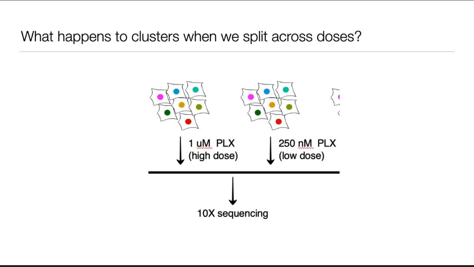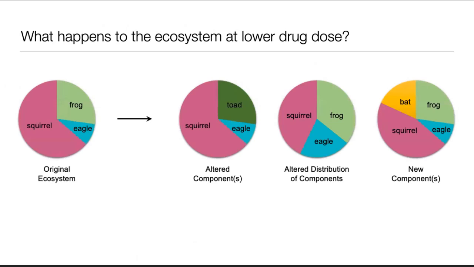So another thing that Yogesh did, which I thought was really interesting, is: okay, that's what this ecosystem looks like at one drug dose. But if you add a different dose of drug, you get many more resistant colonies. You get all different sorts of things going on. What happens when you go to a lower dose? What happens to this ecosystem? And in principle, you could imagine many different things going on here.